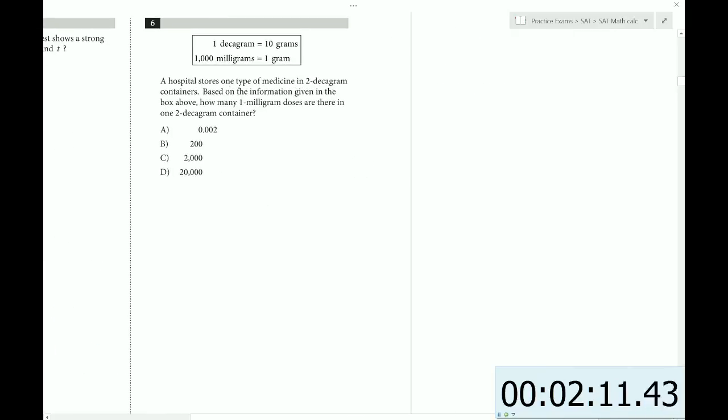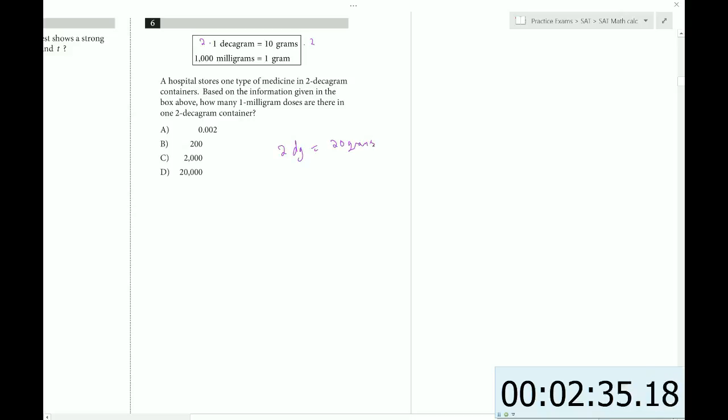A hospital stores one type of medicine in 2 decagram containers. Based on the information given above, how many 1 milligram doses are there in one 2 decagram container? All right, so 1 decagram is 10 grams. That means 2 decagrams would be 10 times 2, or 20 grams. So 2 decagrams is 20 grams.